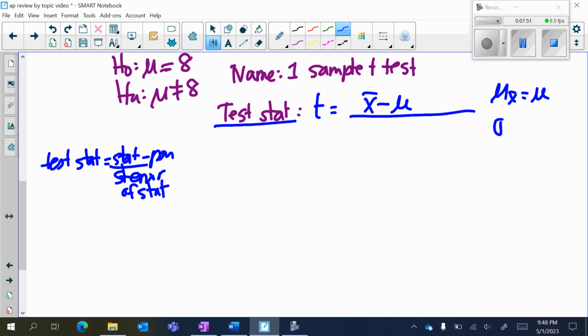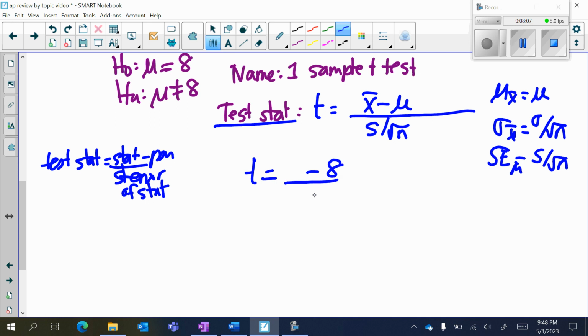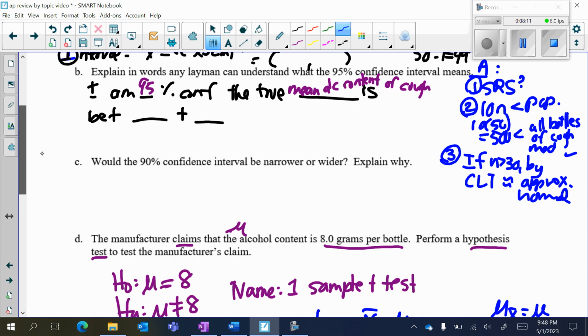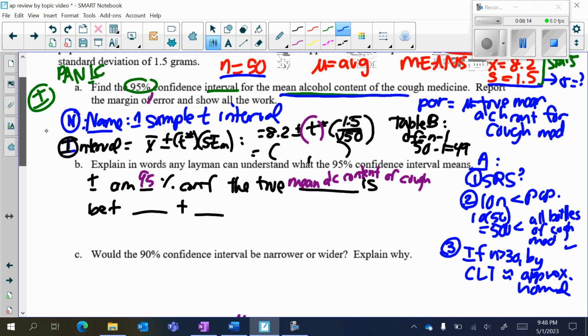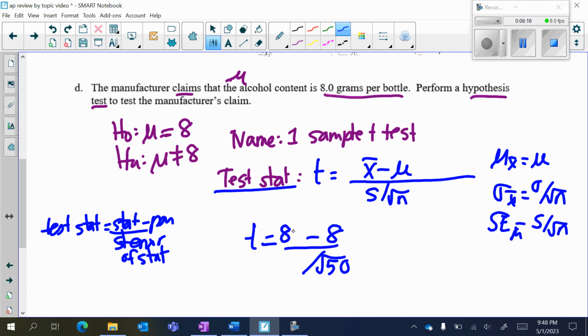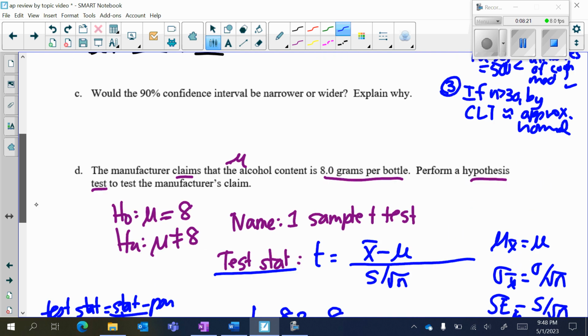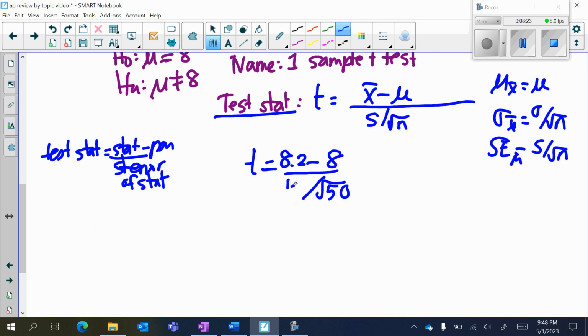Standard deviation of the mean is usually sigma over radical n, but we're going to use s over radical n because we don't know sigma. So that's why it's called standard error. So s over radical n. So I would substitute in what I know, the x bar from above, minus the mean 8 over the standard deviation from above over radical 50, okay? So now plug in what you know, 8.2 minus 8, the x bar was 8.2, over s, which is 1.5, over square root of n, which is square root of 50.